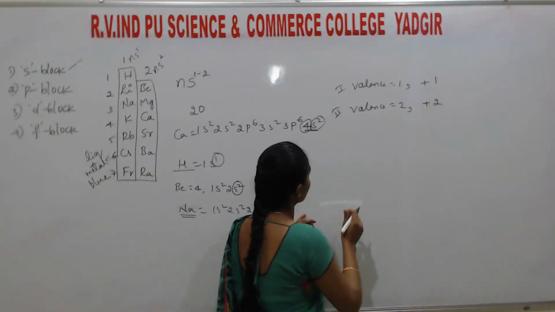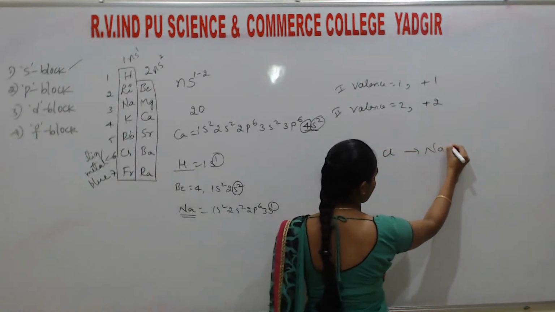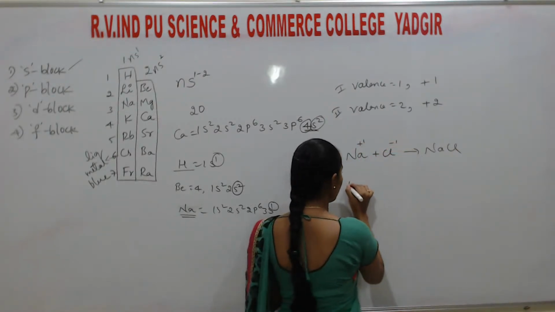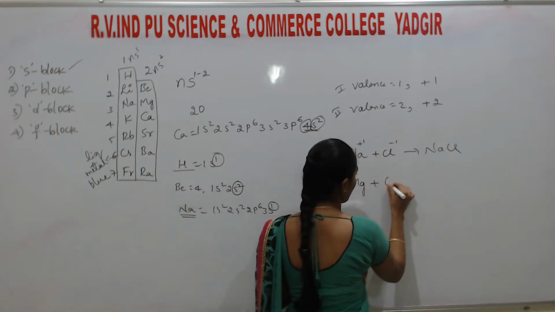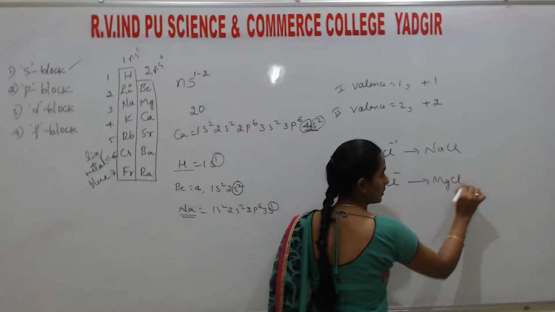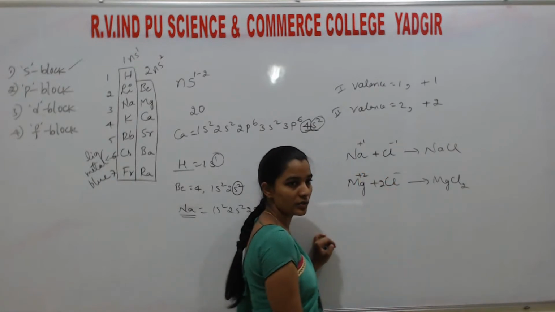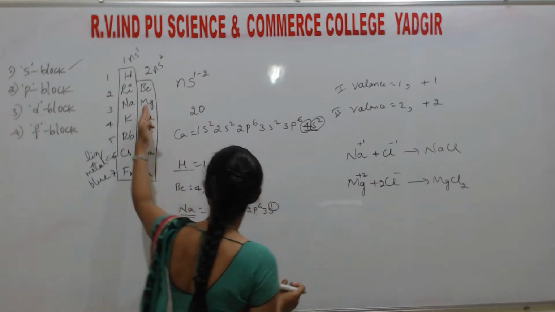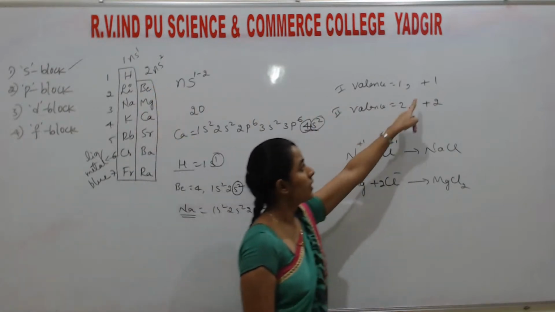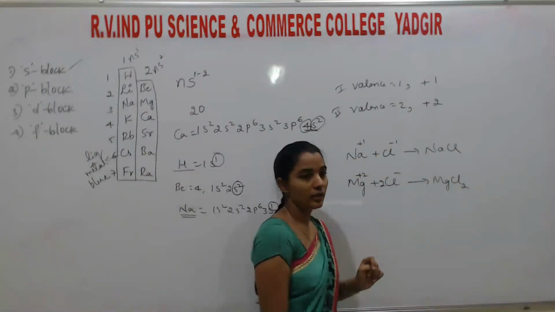And at the same time, students, if you want to combine Na with Cl, you write it as NaCl, because this is +1 charge, this is -1 charge, correct? Similarly, if you want to combine Mg with Cl, you write it as MgCl2, because it is +2 charge, and to balance it we want 2 Cl atoms. That means the second group elements always exhibit +2 oxidation state, and the first group elements always exhibit +1 oxidation state, by the removal of electrons.